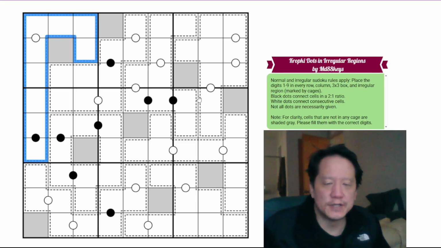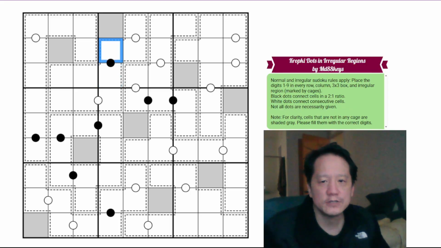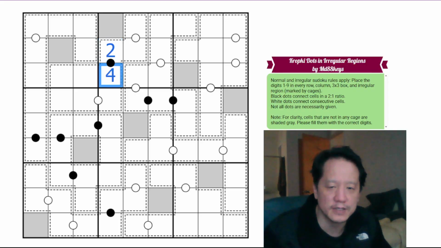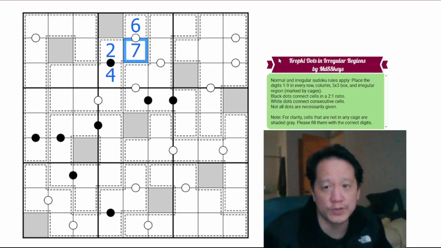We have black dots that connect cells in a 2-to-1 ratio, and white dots that connect consecutive cells, and not all dots are necessarily given. So for example, if this were a 2, this would have to be 1 or 4 to maintain the 1-to-2 ratio between them. And if this were, say, 6, this would have to be 5 or 7 to be consecutive with it. And note, for clarity, cells that are not in any cage are shaded gray.